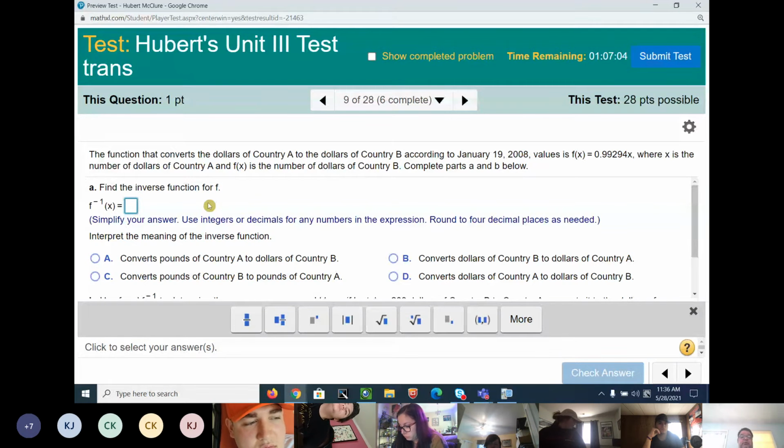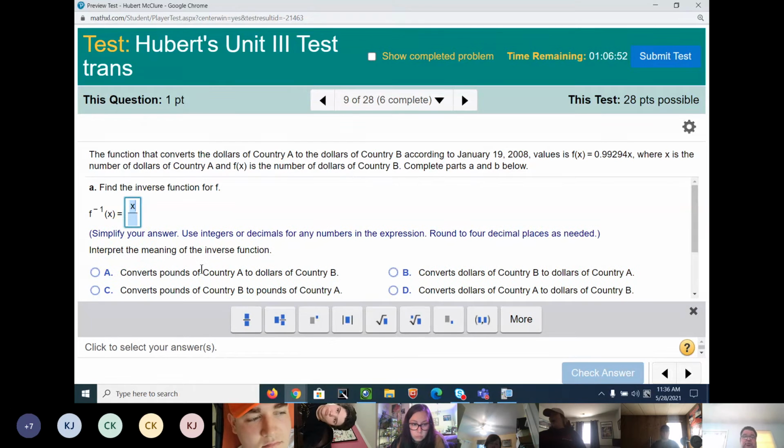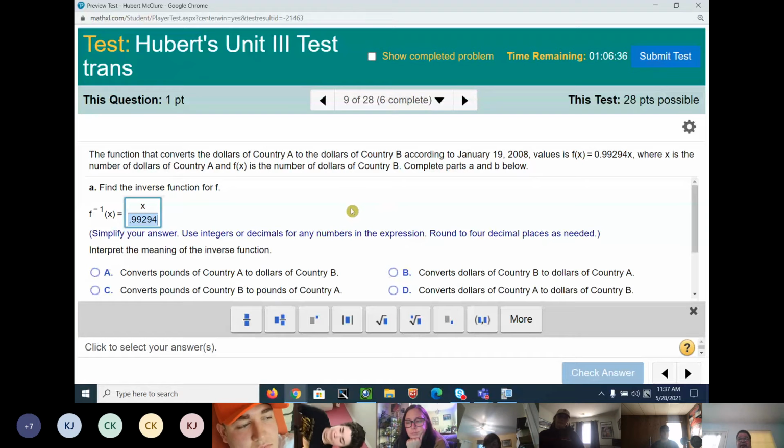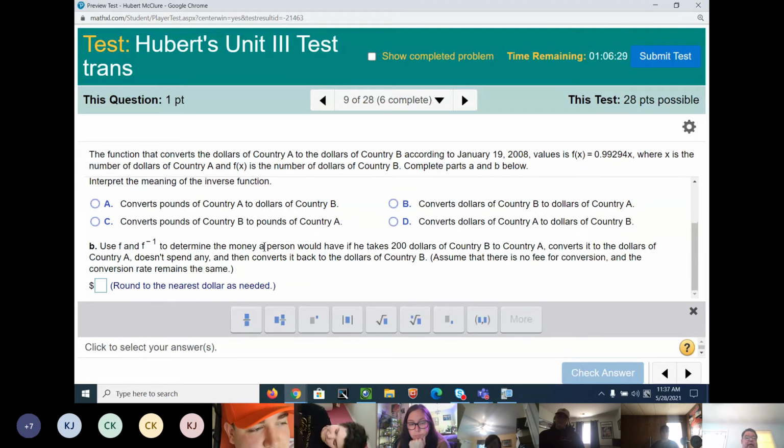Let me see what this is. X over 0.99294. You should have sent them to me, Miss Taylor. Why didn't you send them to me? I did. This morning, though. Well, I'll go check my email and go see if we can pull one up. Why do y'all do that? We'll send it right before class.